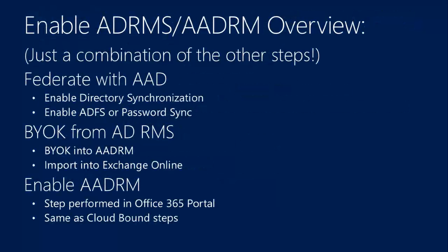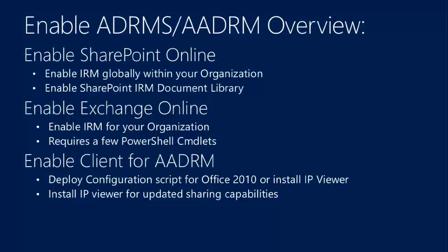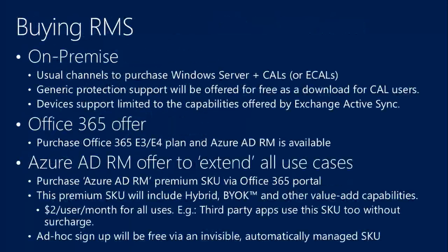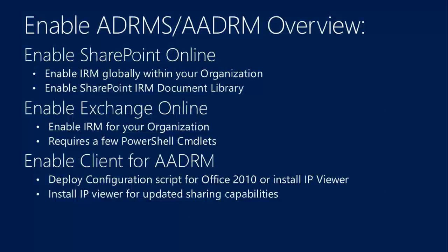Going down this path, this is how we use AADRM to extend our current offering of ADRMS. Now, when we look at the steps, it's really just a repeat of some of the other steps. One, federate with AAD, enable DirSync, enable ADFS or password synchronization so that users that go online can authenticate. Two, bring your own key in from ADRMS, go through the key transfer ceremony, and then import it into Exchange Online. That's something we're working on; I'll talk about it in a few moments. Three, enable AADRM. Just hit the activate button, and you're ready to go. Four, enable SharePoint Online. Five, enable Exchange Online. And then enable the client for AADRM. At the end of it, you're going to have a fully working system.